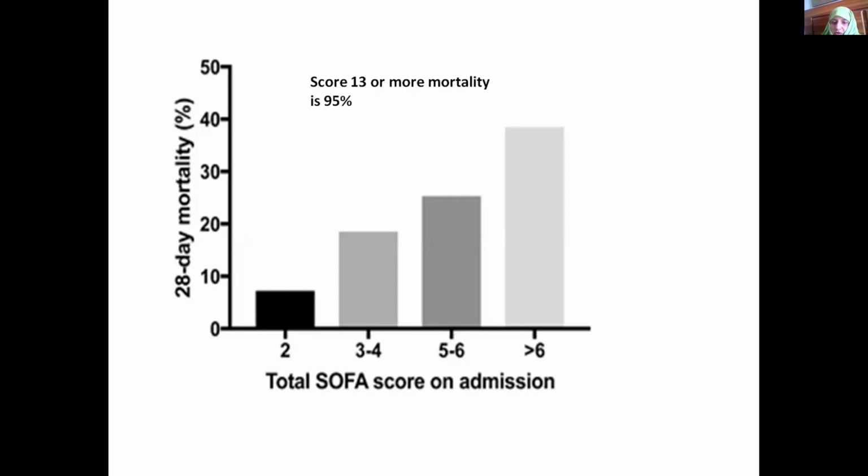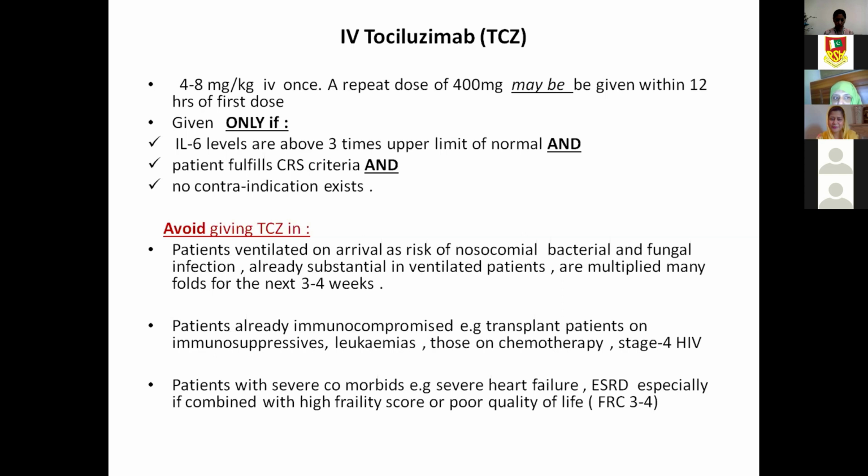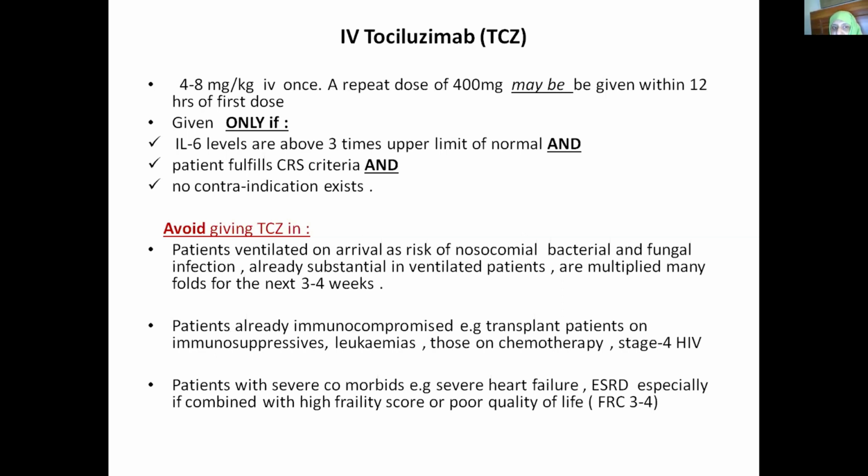Now about IV tocilizumab. Tocilizumab should be used when you have CRS and the interleukin 6 levels are 3 times the upper limit of normal. It should not be given to ventilated patients who already have a higher chance of nosocomial infections, because it increases the risk of sepsis many times. And patients who are already immunocompromised should also not be given tocilizumab. And those who have severe comorbids like functional class 3 or 4 patients, or those who have severe heart failure, ESRD, etc.